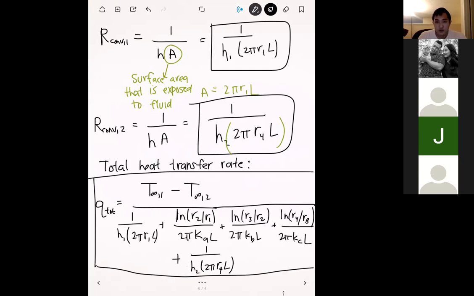Remember, this was an example with three different layers. But depending on how many layers you have and your exact geometry, this would be modified. The whole idea with thermal resistances is that you can compute heat transfer rate as a difference in temperature divided by total resistance. All right. Any questions on this?